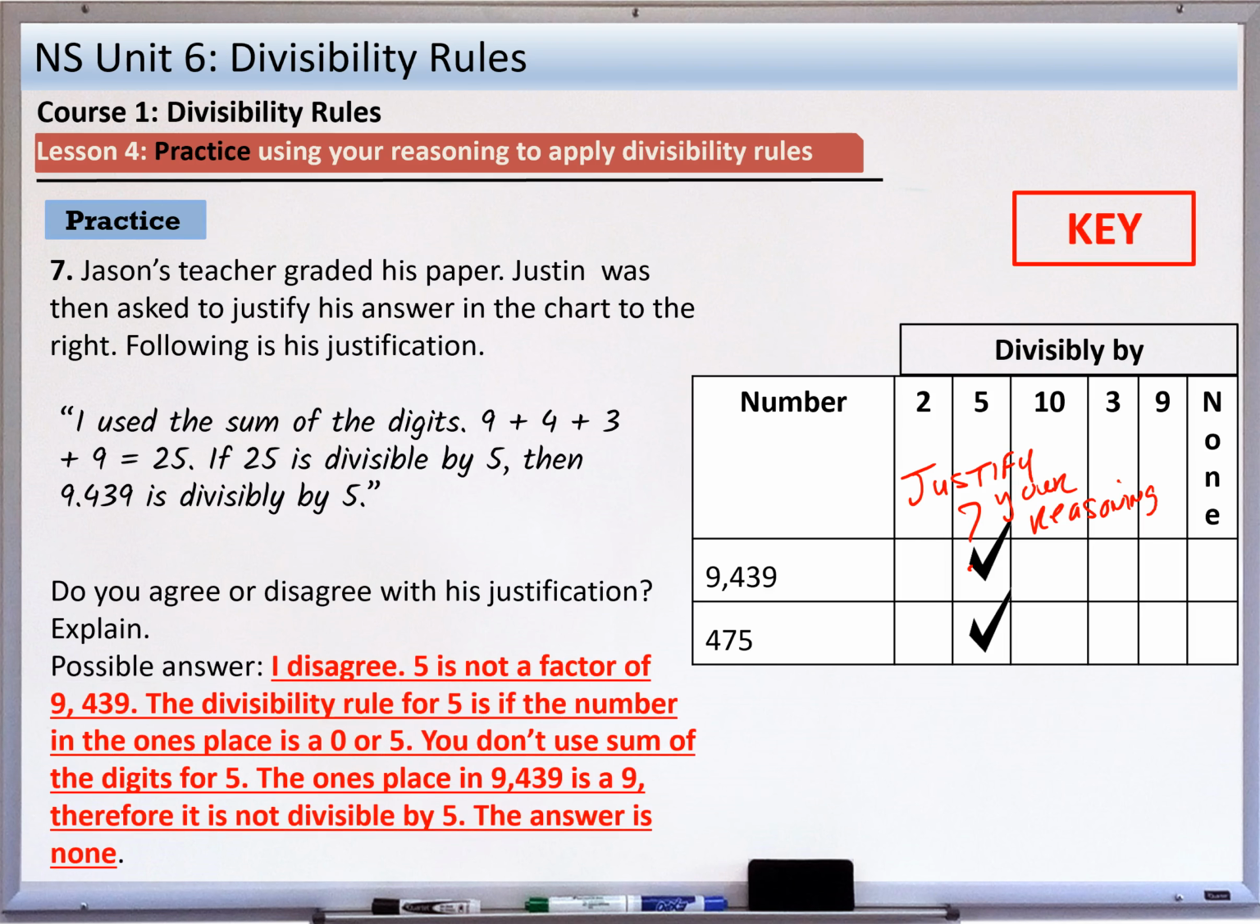All right. You disagree because 5 is not a factor of 9,439. You don't use the sum of the digits for the divisibility rule for 5. You just look at the ones place. So the answer for this one should have been none. It's a prime number.